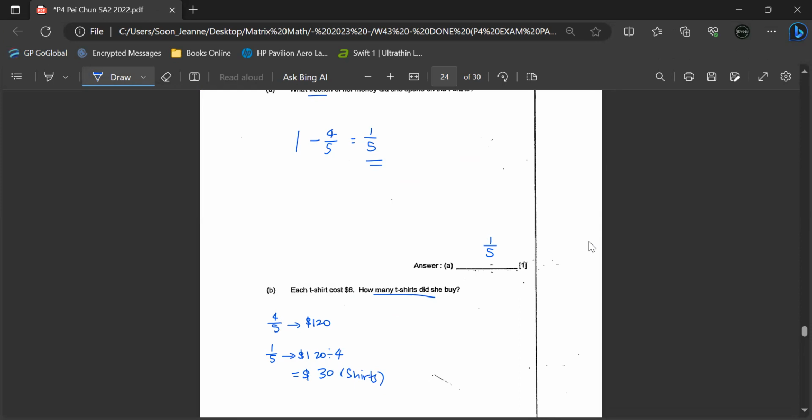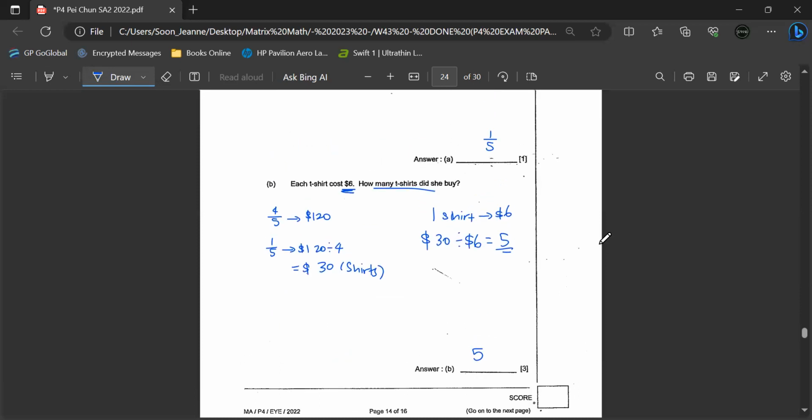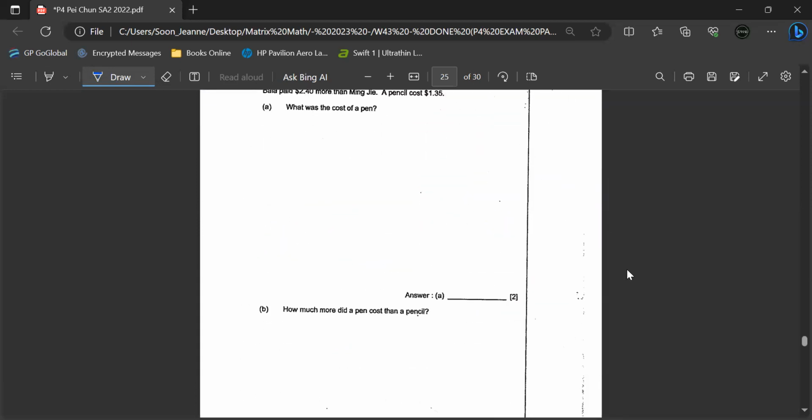And it says that each t-shirt costs $6. So if she spent $30 in total on the t-shirts, and one shirt is $6, how many t-shirts will she buy? So you just take $30, that's the amount of money spent only on the t-shirts, and one shirt is 6. You divide by 6. Your answer will be 5 t-shirts. That's all.